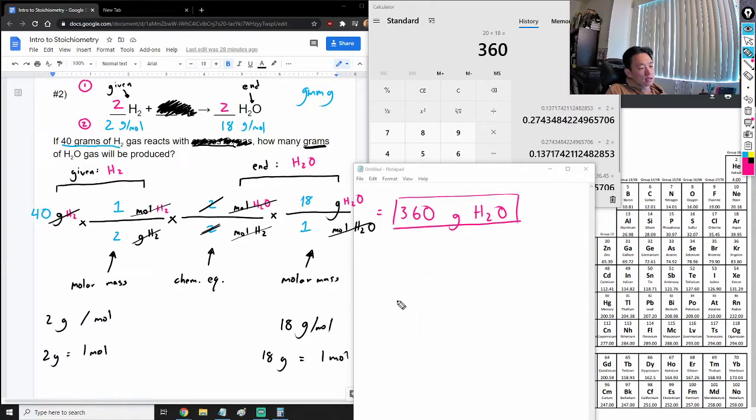Okay, so again, if we just write down in regular terms what this means, it means that if we have 40 grams of H2, we combine that with a lot of excess O2, that's going to produce 360 grams of H2O. Okay, and that's what this problem is telling us.